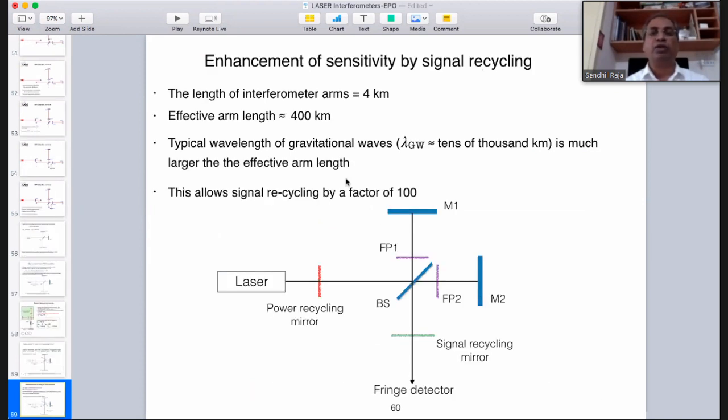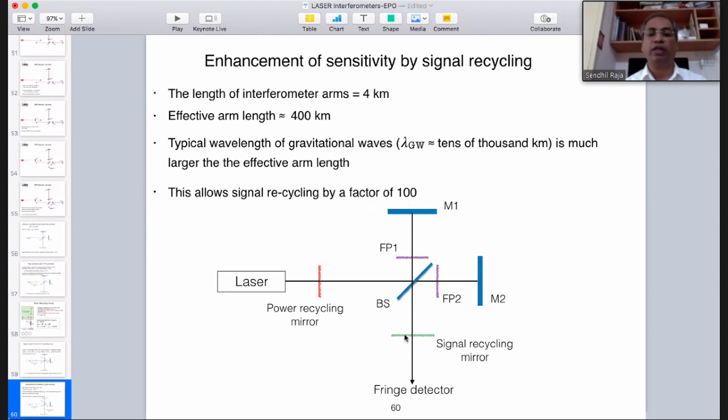And last but not the least, as I mentioned, the arm length is effectively 400 kilometers because of the enhancement, if you say with the 4-kilometer interferometer and a finesse of 100. But the wavelength of the gravitational wave is tens of thousands of kilometers. So even for the whole path of multipass through the Fabry-Perot, the signal has acquired only a very small part of the quadrature. So you can put back the signal multiple times into the interferometer.